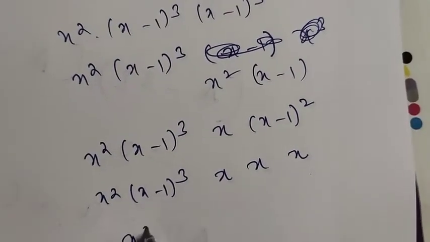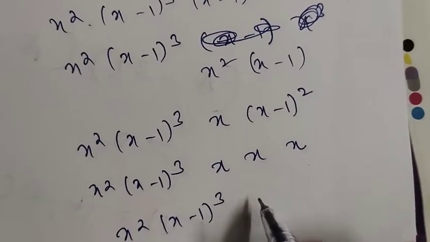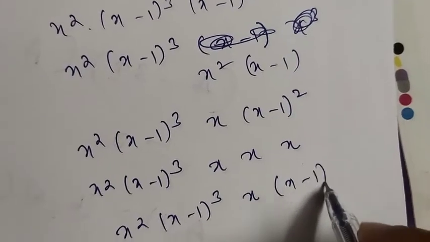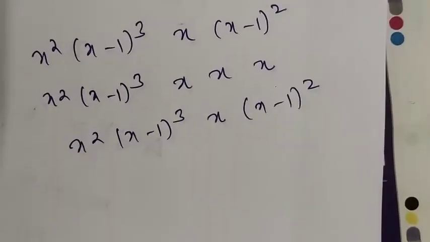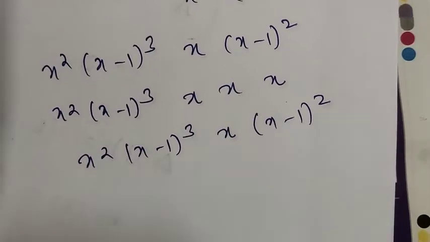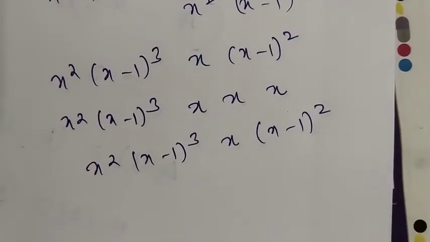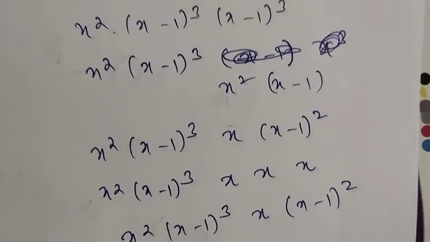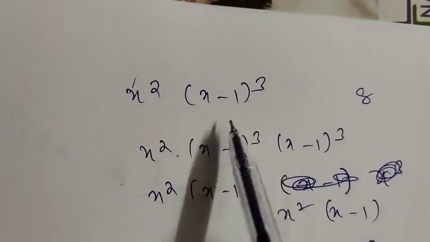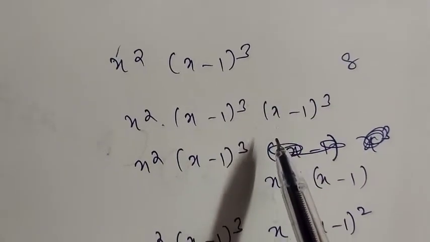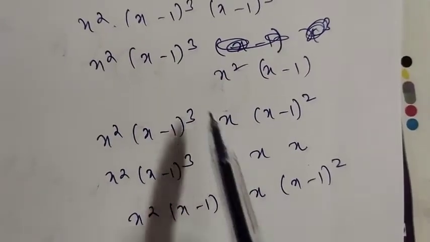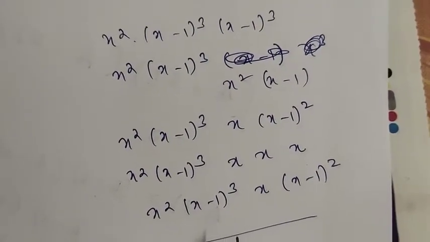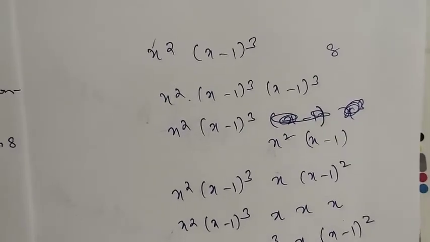Or x square into x minus 1 whole cube into x into x minus 1 whole square. You can write many possibilities. So in the examination if they ask like this, then you just find one possibility, one Jordan canonical form, that's enough. Otherwise if you want to write the Jordan canonical form for all these, it consumes a lot of time.